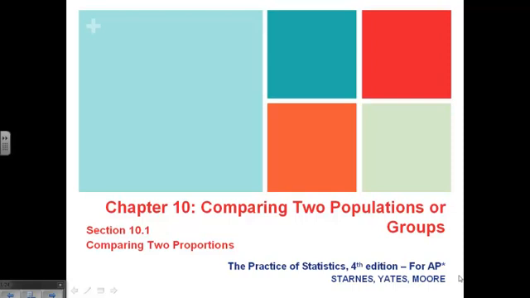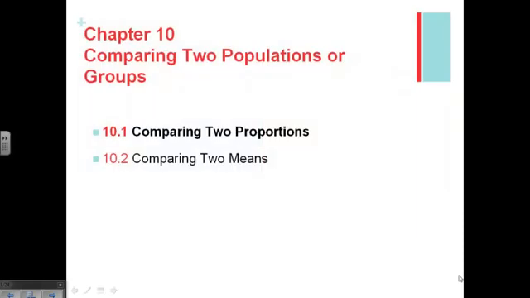We're going to start Chapter 10, the idea of comparing two populations or groups using inferential statistics. This chapter only has two sections, so we're going to get through this relatively quickly, like by the end of next week. That means I believe you only have two more chapters to get through after midwinter break to be prepared for the AP exam.